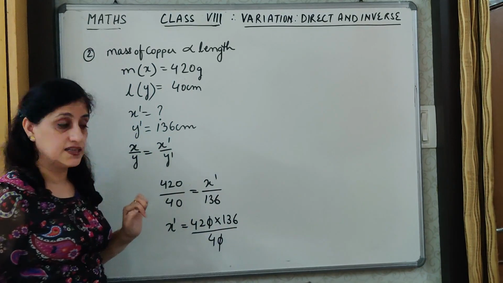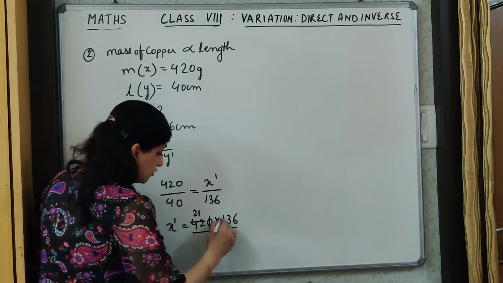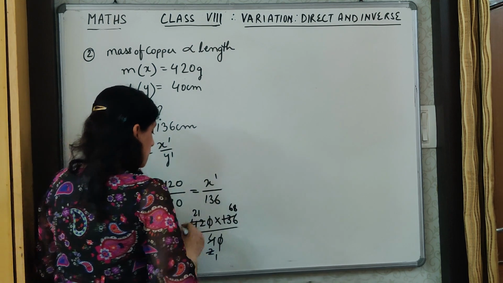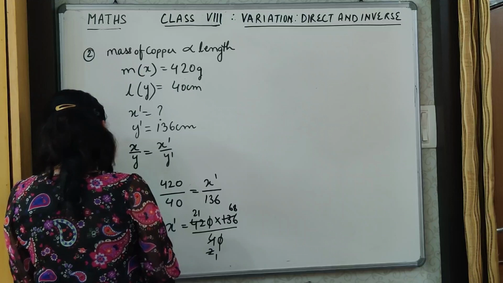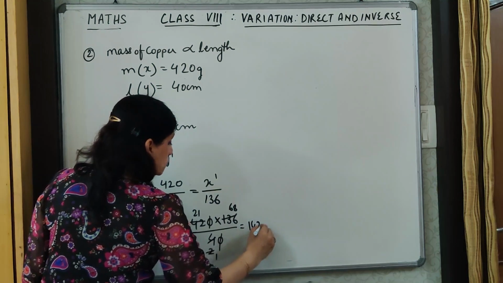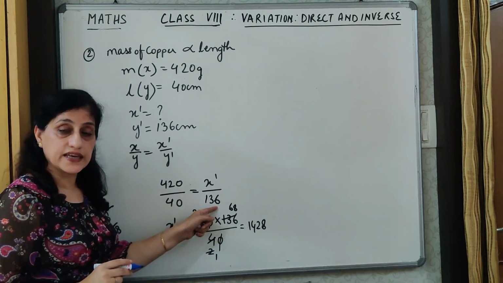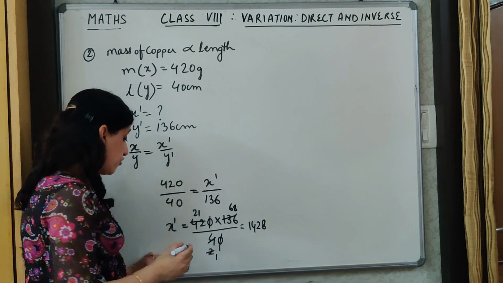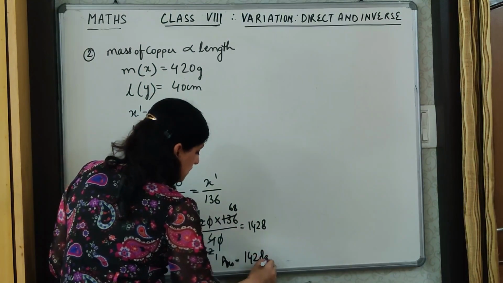0 by 0 is cancelled. Here I get 21 and here I get 2. By the table of 2, if I cut, I get over here 68. Now we have to multiply 68 with 21 and see what we get, and we get 1428. Alright. So if the length is 136, the mass is going to be 1428. So I write the answer is equal to 1428 grams.